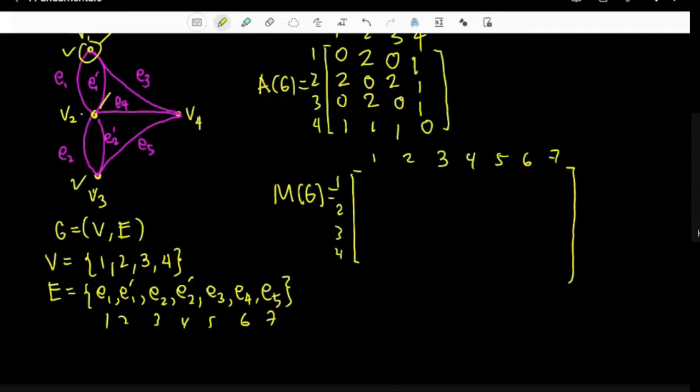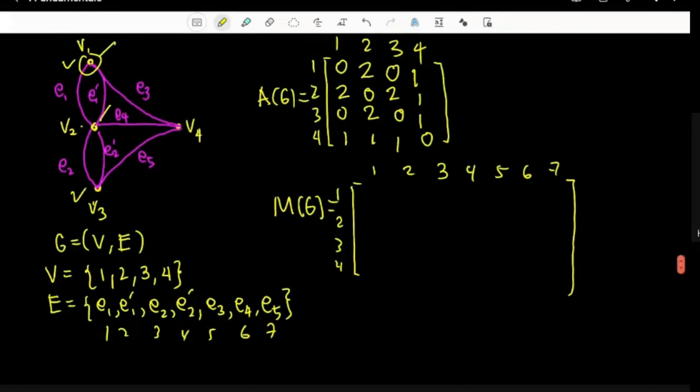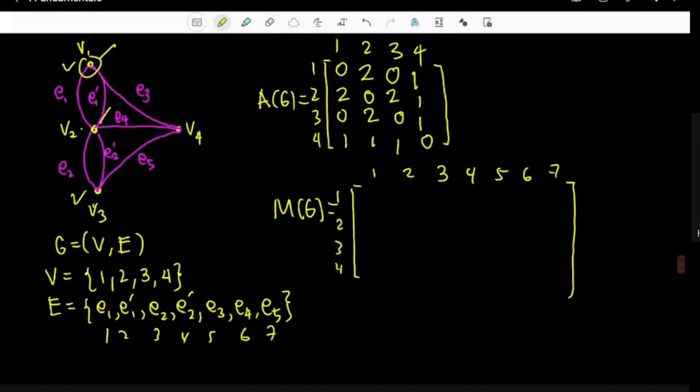Okay, so saan connected si vertex 1? In our matrix, this vertex 1 is connected to E1, so that's 1, E1 prime, that's 2, and E3, which is 5. So 1, 2, and 5. So you put 1 on 1, 2, and 5, the rest 0. Alright? Next, the vertex 2.